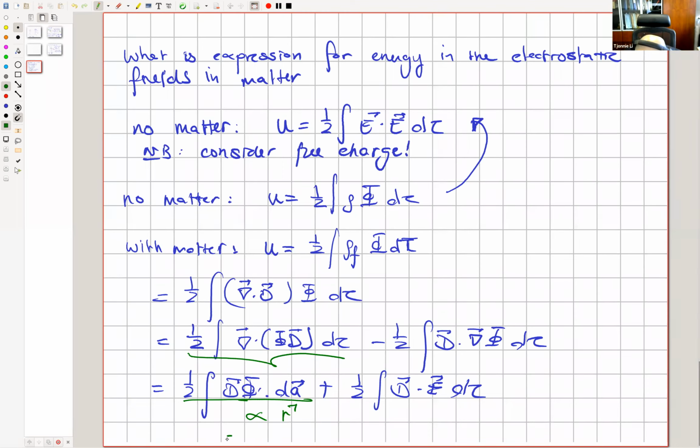Okay. So the final answer here is just a half delta with E over all of space. Okay, that's another example of how to look at situations where there is a dielectric material.